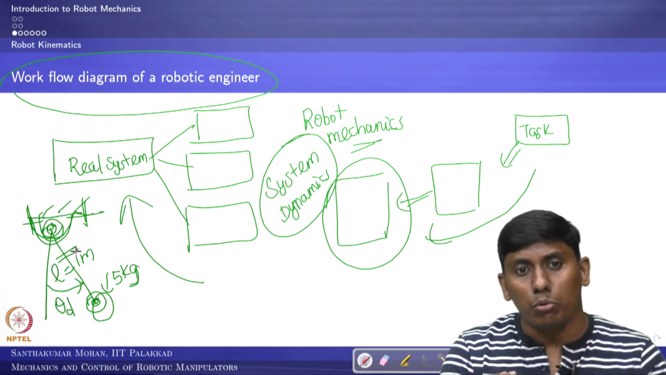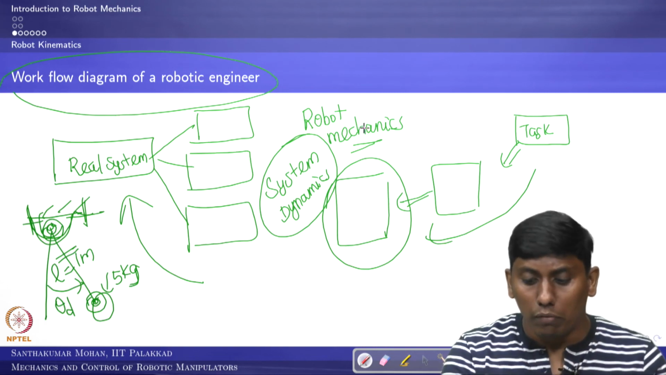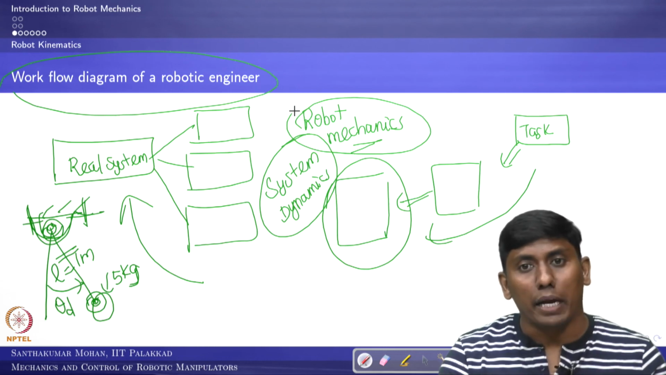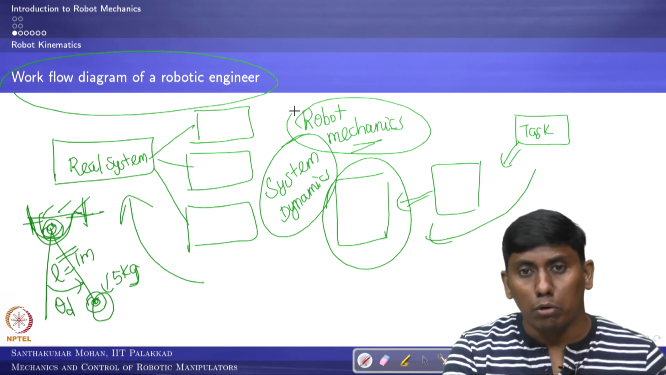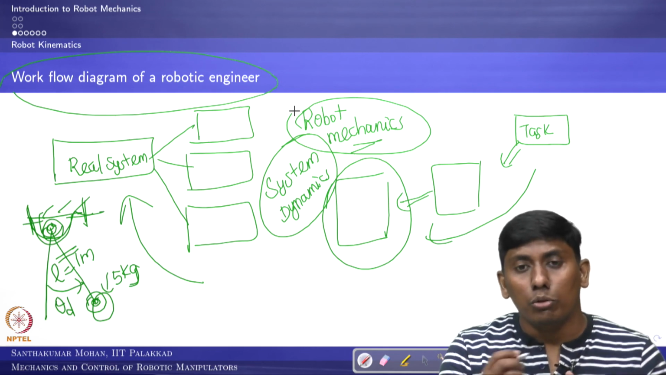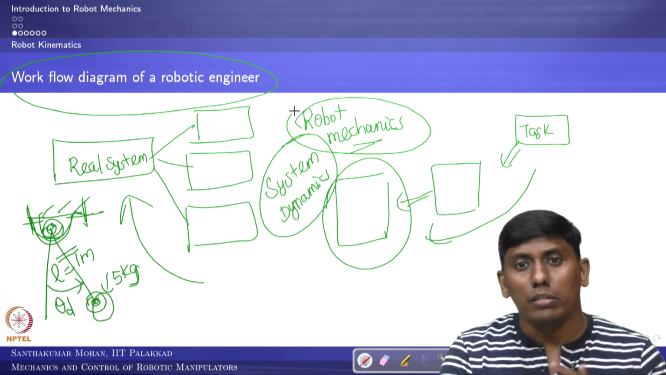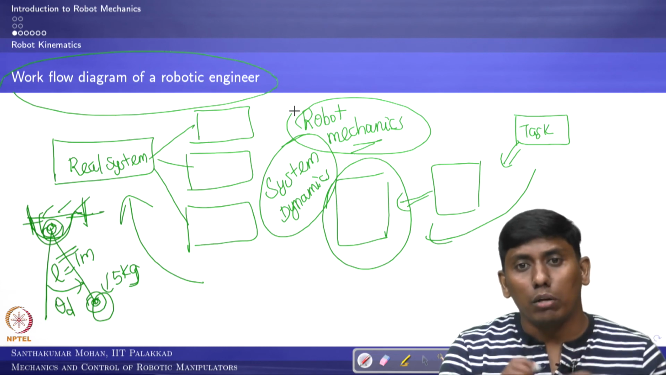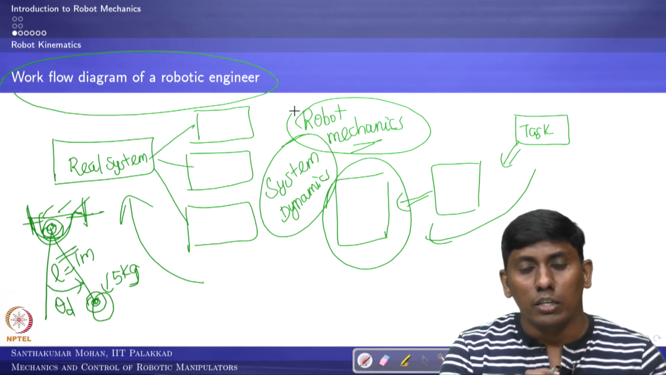You require both, so one of the important aspects is robot mechanics. When you talk about a robot manipulator, how they are built and how they achieve the motion, you need motion dynamics and structural dynamics. That is what we are going to cover in this particular course hereafter.